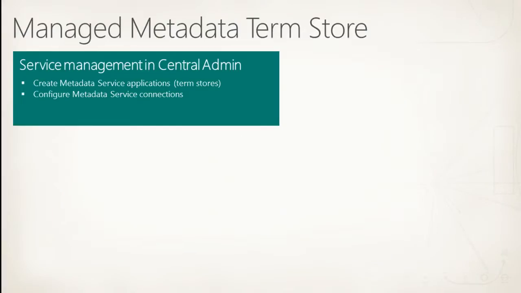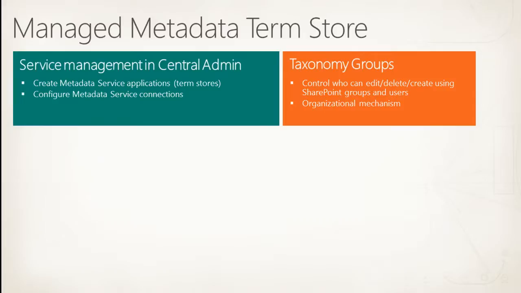And a little more block diagram stuff. So the management of the term store happens in central admin. That's where you create the service application, which creates the database. It's also where you configure your connections to other farms. The taxonomy groups are done through the term store management tool, as is everything else. And I already talked about that.